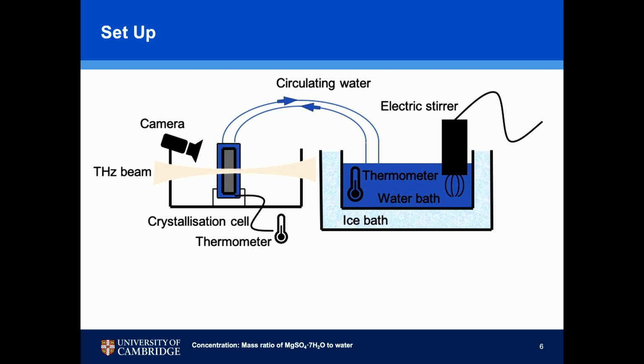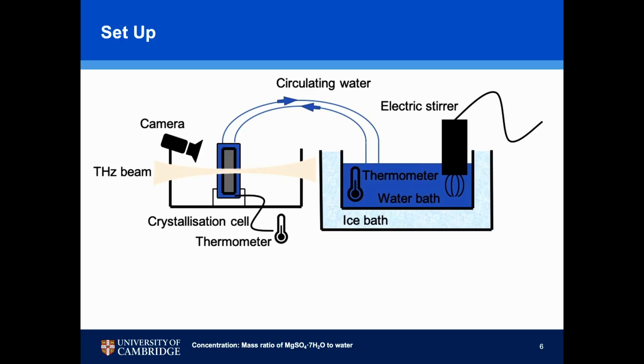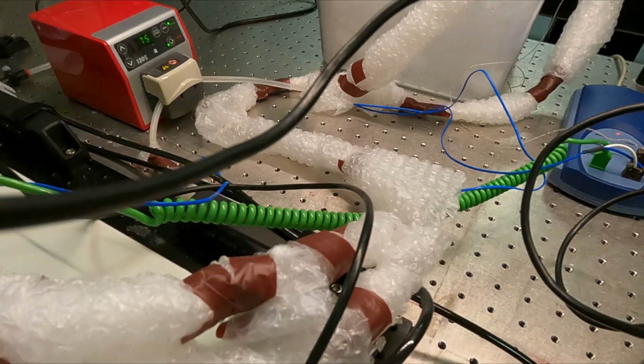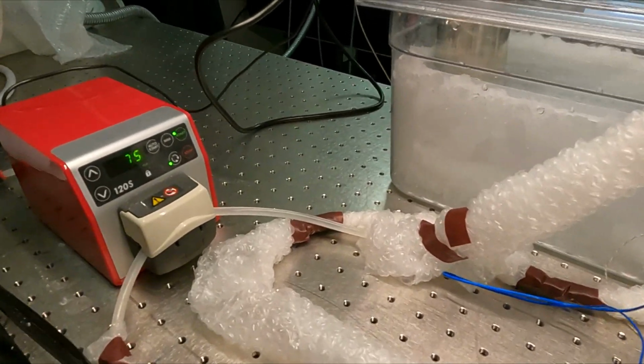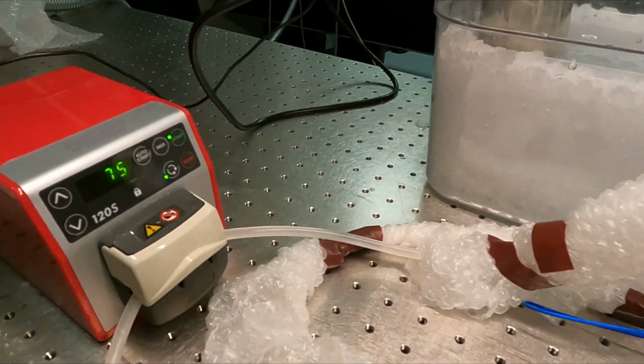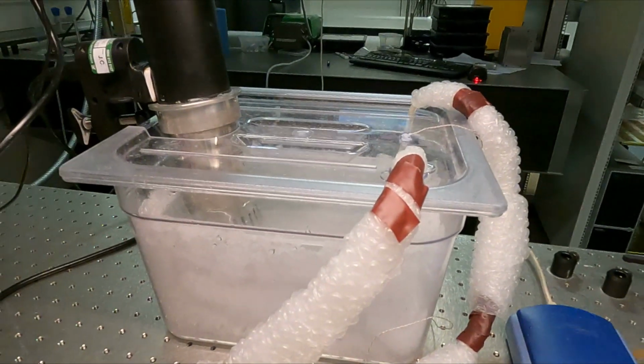Here is the system we built up for this project. It's mainly focused on this flow cell, and we fill the green part with the heptahydrate solution. It is held by a hollow metal sample holder outside of it, and we circulate water around the sample holder, which can change the temperature of the flow cell. The temperature of the circulating water is controlled by the water bath and also an ice bath to cool down the water, and a heater to heat up the water.